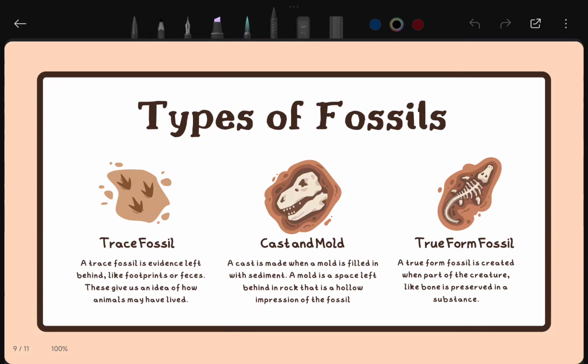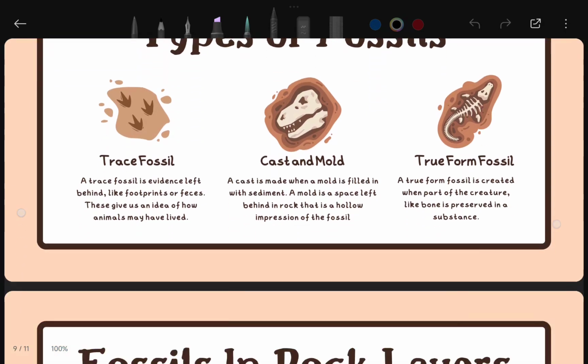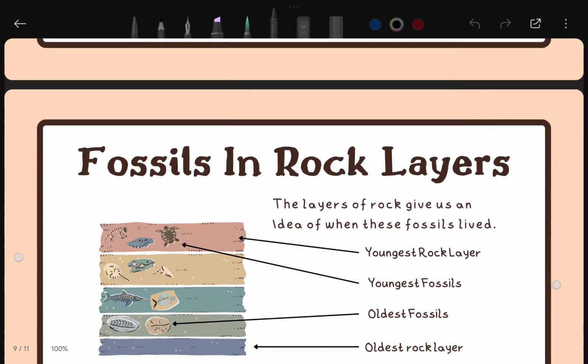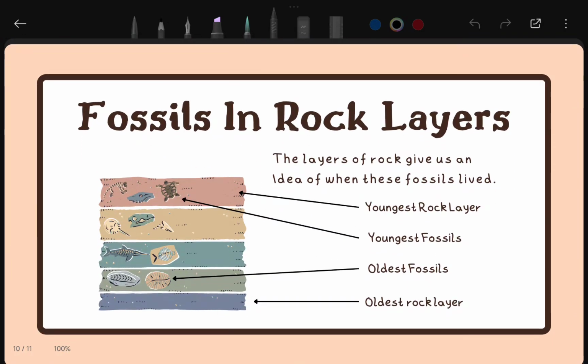Last are true form fossils. A true form fossil is created when a part of the creature, like bones or teeth, is preserved in a substance. Mummies are a very common example of true form fossils, which is very important for you to understand. Let's talk about fossils in the rock layers as well.